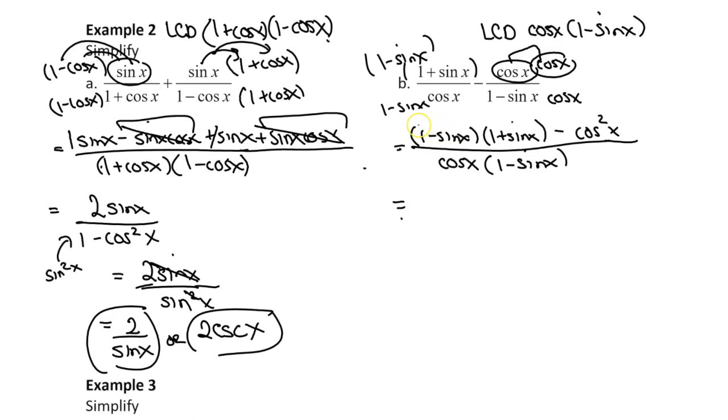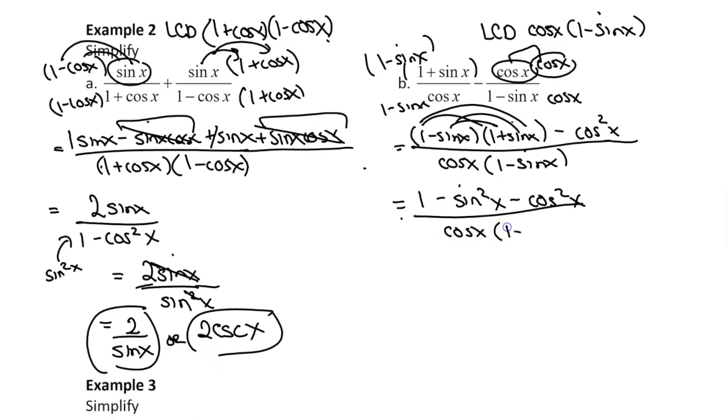If we FOIL this top here and we say 1 times 1 and so on, we would get 1, it's a difference of squares, plus a sine x minus a sine x, so those will cancel out, minus sine squared x minus cos squared x over cos x times 1 minus sine x. And now this does look a little bit awkward. The top isn't super straightforward, and you might have this aha moment.